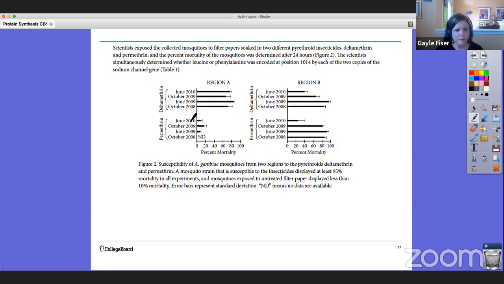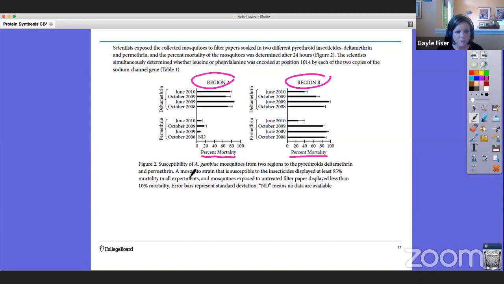It looks a little bit different because now we have our bars heading this way. Now, look, here's percent mortality, and here are our regions. We had a region that had a lot of insecticide use and then one that didn't, remember? And then we have our months.